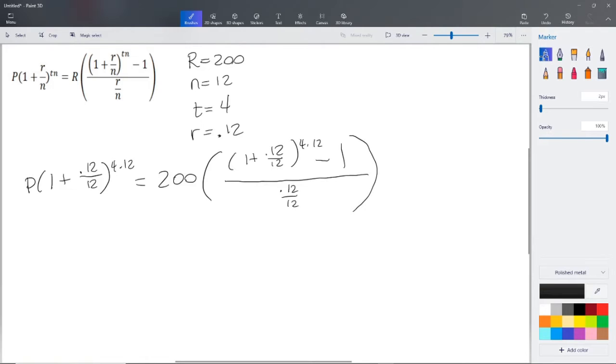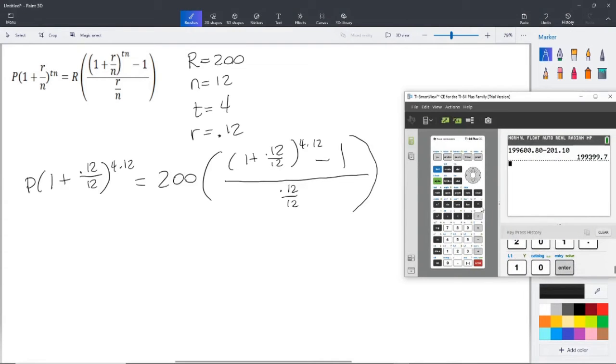Okay, so again, let's figure out this right side first. Let's get this all taken care of, and then we'll come back over here. Because obviously at some point to figure out P, we're going to have to take 1 plus 0.12 over 12 to the 4 times 12 power and have it be a denominator underneath everything we've got on the right side here. But let's figure the right side out first.